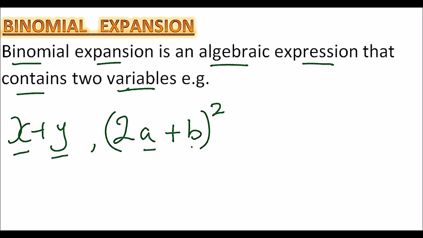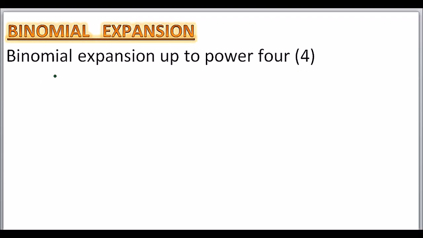So a is a variable, b is a variable. Another example is (m plus 2n) in brackets cubed. So this is also a binomial expansion where m and n are the variables. We start by expanding binomial expansions up to power 4. We start with x plus y. This is a binomial expansion because it has two variables, but we cannot expand it any further.